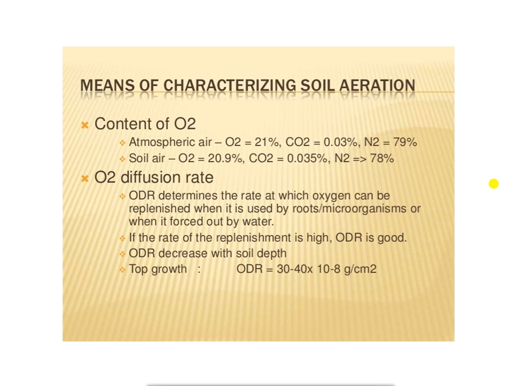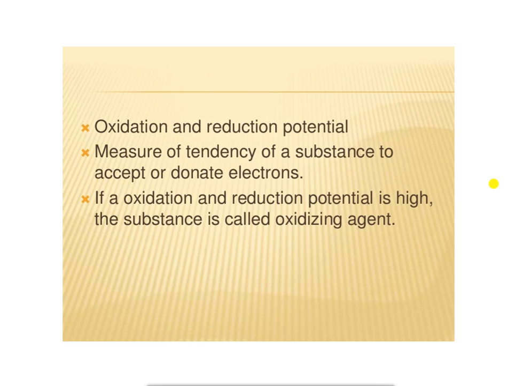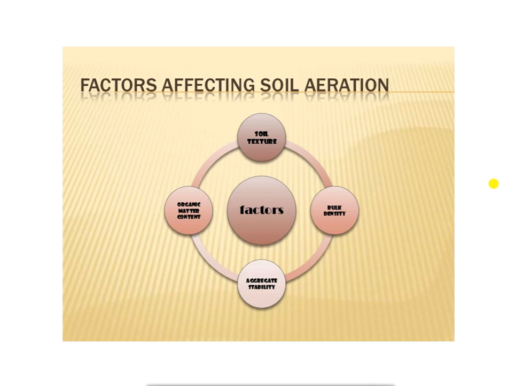ODR decreases with soil depth. Top growth of roots is observed under ODR of 30 to 40 times 10 to the power minus 8 gram per centimeter square per minute. That is oxygen. Then there is the oxidation reduction potential. If the oxidation reduction potential is high, the substance is called an oxidizing agent, which oxidizes the gases. The extent of gases oxidized is greater when the potential is high.